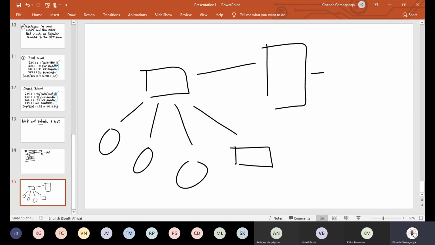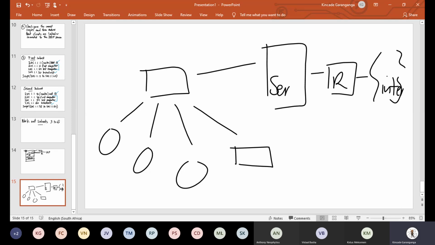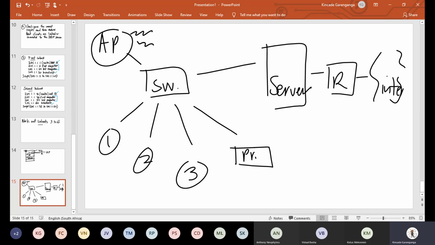This particular server is connected to a router. And obviously that router is connected to your internet space there. So that's our router, that's our server, this is our switch, these are our computer systems, and this is our printer. And then, what you can also do is that this particular switch will also connect your APs for that wireless communication. So technically, this is what you've got.